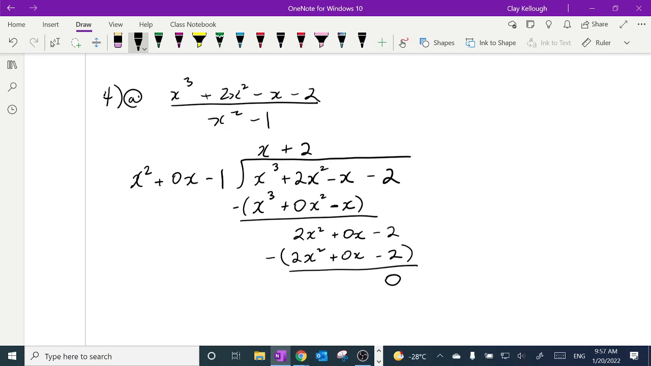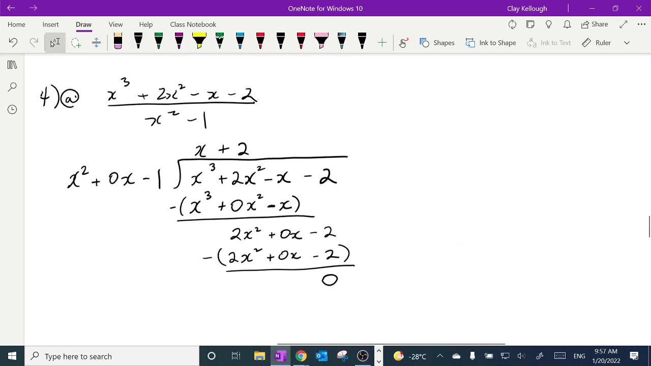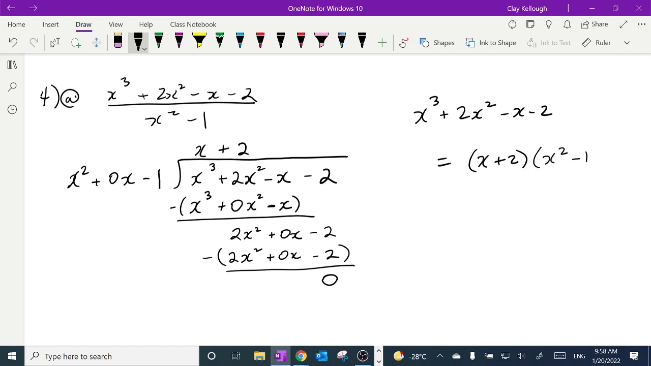So that means that I know that x cubed plus 2x squared minus x minus 2 factors to being x plus 2, which is the answer that I got when I divided, times the thing I divided by, which is x squared minus 1.